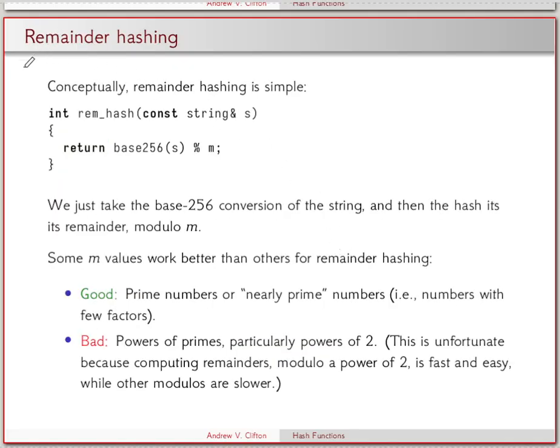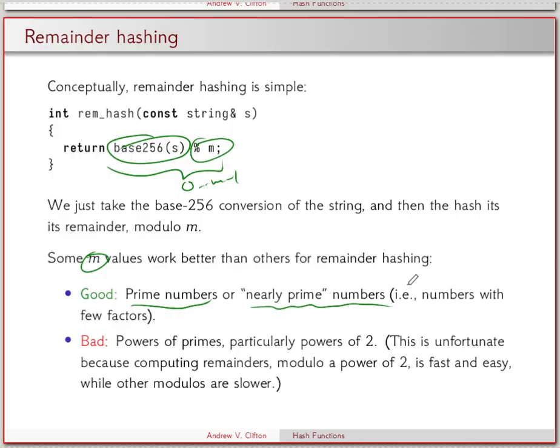So the first good hash function we're going to look at is called remainder hashing. Remainder hashing is pretty simple conceptually. You take that base 256 number, modulo m, and that gives you a value between 0 and m minus 1, right? Some m values work better than others for this purpose. Good choices are prime numbers, or numbers that are nearly prime, numbers without very many factors. So if you took 2 prime numbers and multiplied them together, that would probably make a decent m. Bad choices are powers of prime numbers, particularly powers of 2.